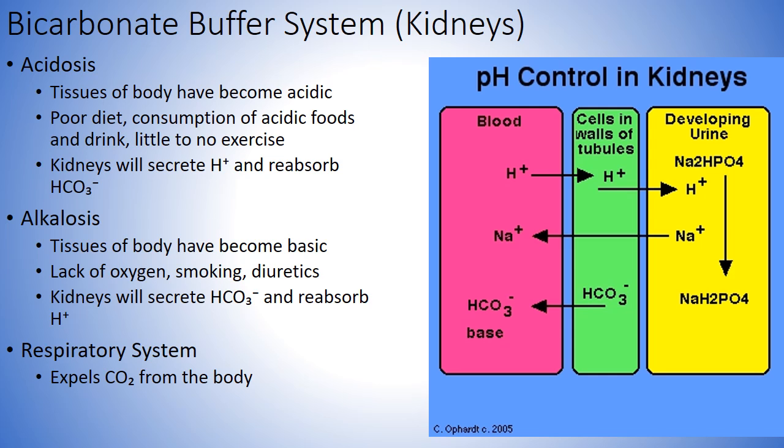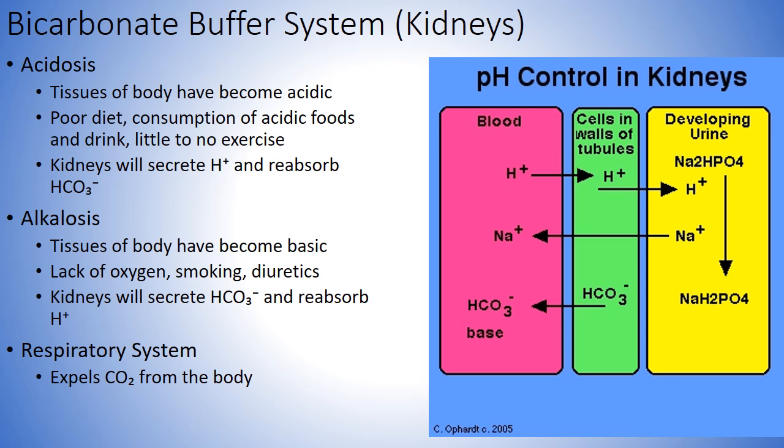There's two different things that we can talk about here in terms of the pH level. It's called acidosis and alkalosis, and this will also be on the test. You need to describe the buffer system, how it works, and not only that, you need to describe two environments in which the kidneys try to maintain homeostasis. Acidosis is when the tissues of the body are acidic. And this can result from a variety of things: poor diet, consumption of acidic foods, little to no exercise.